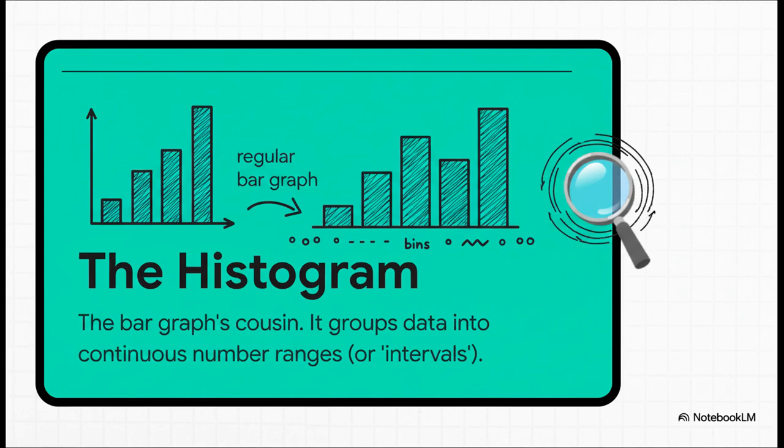All right, our third tool is a real powerhouse. This is the histogram. Now, at first glance, it might look like a regular old bar graph, but think of it more like its cooler, more sophisticated cousin. See, instead of showing totally separate categories, a histogram groups numbers together into continuous ranges, or what we call bins.